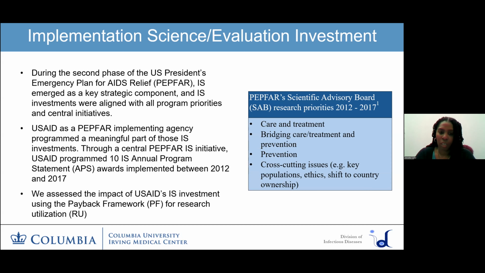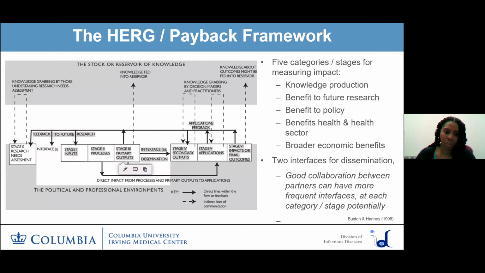And they were all addressing what was deemed scientific priorities by the PEPFAR Scientific Advisory Board. So it was about care and treatment, bridging care and treatment to prevention, prevention itself, and cross-cutting issues about population ethics and ownership. And so we decided after these studies had been done to then try to understand what their impact was. And this is where the payback framework really came into play.